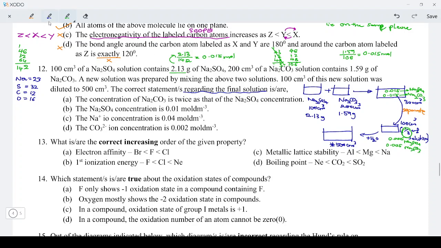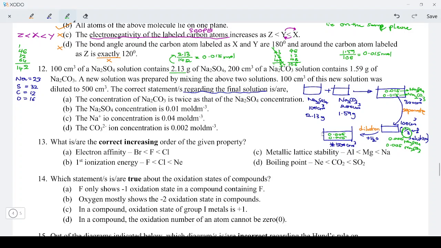Okay, and then next we are adding water. So that's dilution. During dilution, the number of moles doesn't change, only the volume of the solution increases. So the same number of moles, 0.005 each, is contained in this solution.